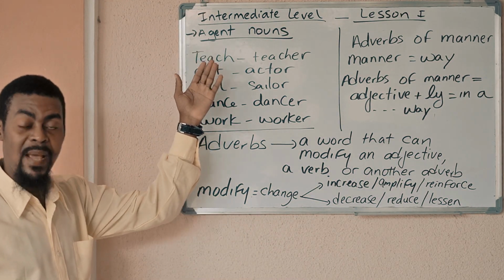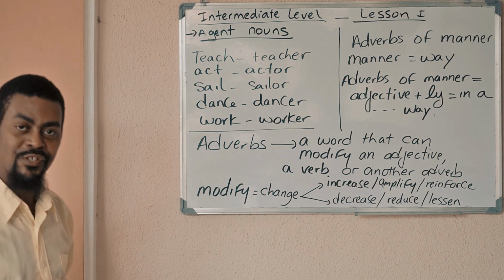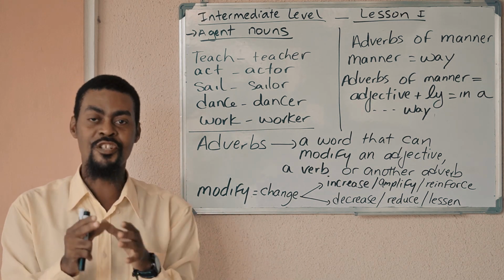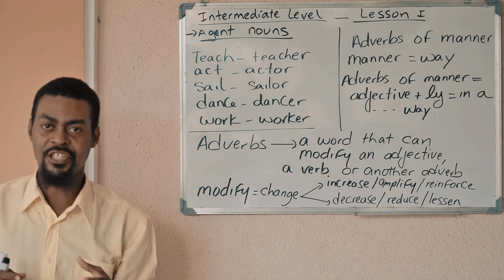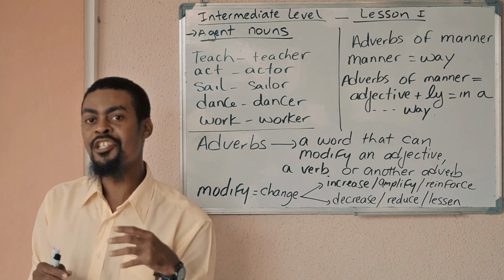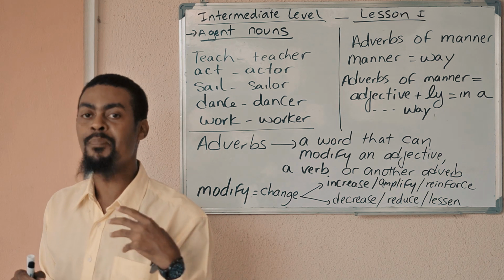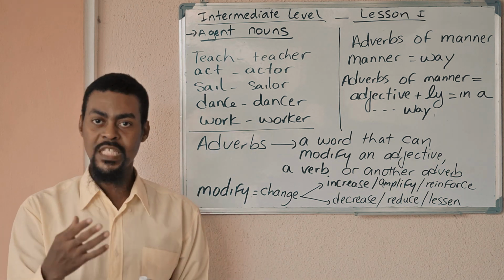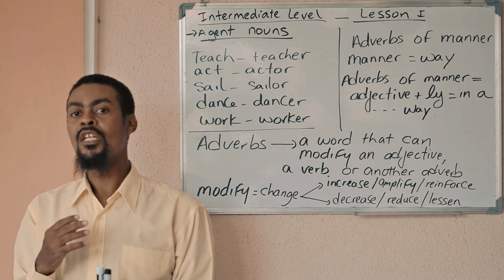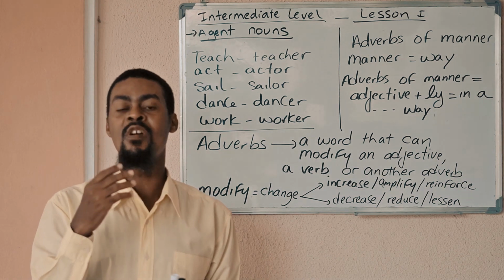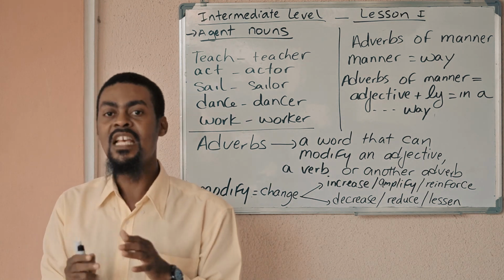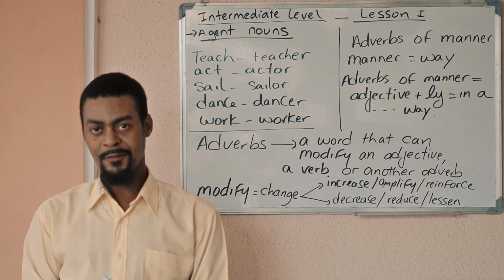Today we're going to talk about agent nouns. I believe everybody who is watching right now understands the word agent. Agent is someone or something that represents another. For example, if I have to do something and someone goes and does it or represents me, that person goes out and represents me, that person is my agent.